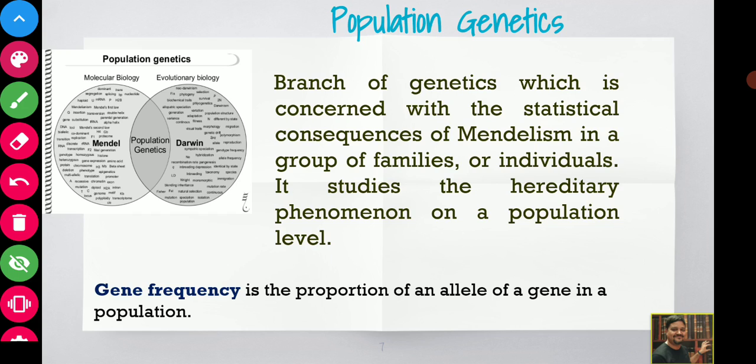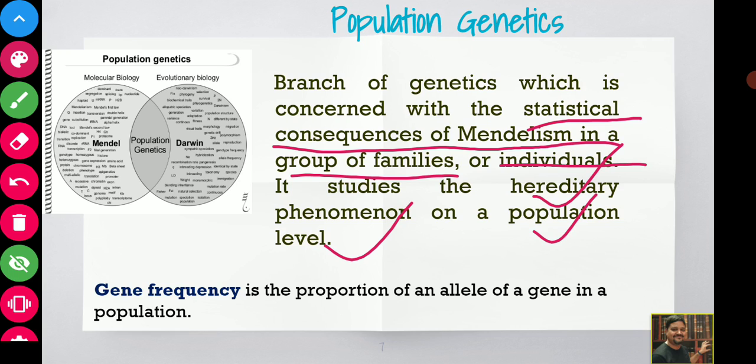So population genetics is concerned with the statistical consequences of Mendelism in a group of families or individuals. It studies the hereditary phenomena on a population level. So as I have already told you, population genetics is an extension of Mendelian genetics to a population or group of families or group of individuals. That means it is to a population.